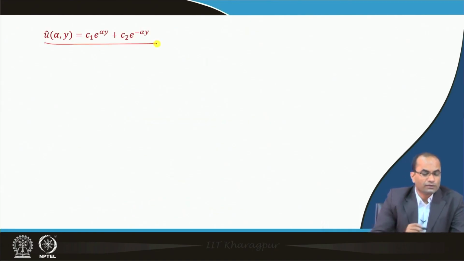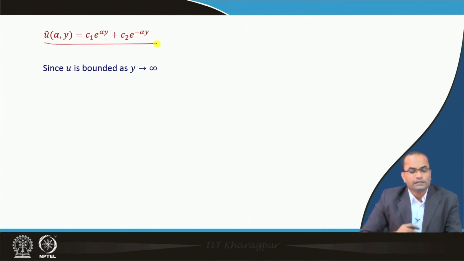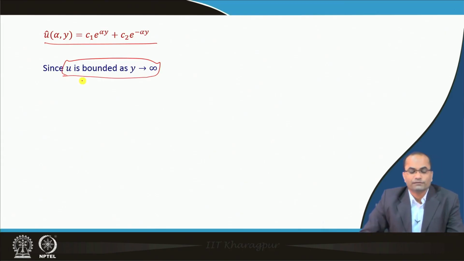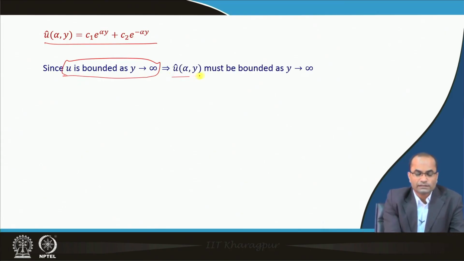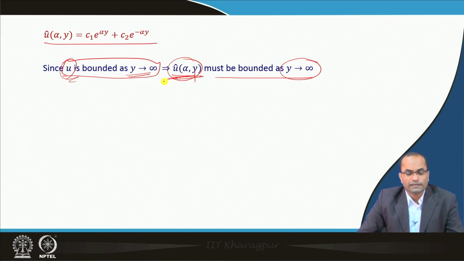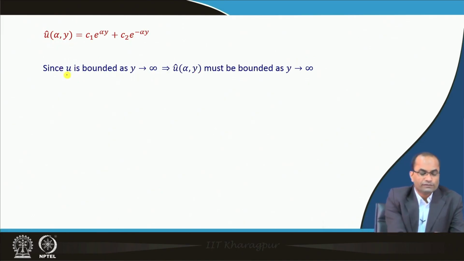So, we have this solution of the given differential equation, but this is naturally in terms of u hat. Having this solution, now we look at the condition prescribed for u as y approaches infinity. It is given that u is bounded as y approaches infinity, and therefore when we take the Fourier transform of this u, that means u hat (alpha, y), this must also be bounded with respect to y, because y will remain as it is. We have taken the Fourier transform with respect to x.